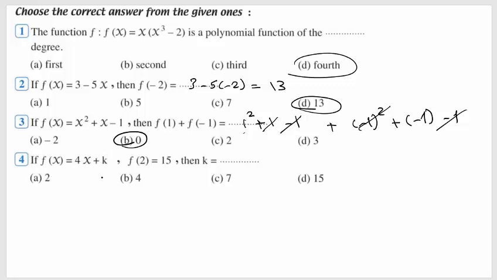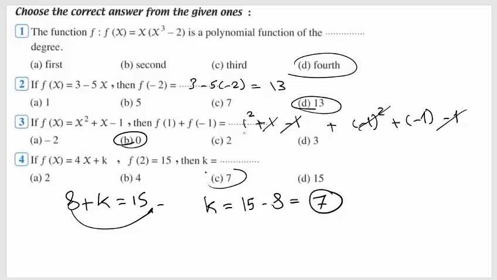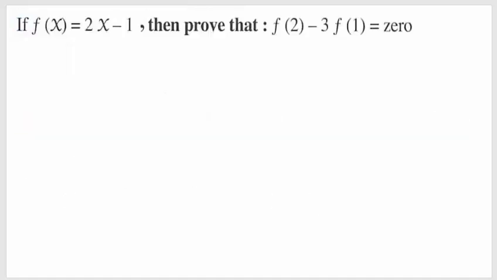f of x equals 4x plus k and f of 2 equals 15. f of 2 equals 15 means that if you replace each letter x with 2, the answer will be 15. So it will be 4 multiplied by 2, which is 8. 8 plus k equals 15. After the equal with an opposite sign, so k will be 15 minus 8, which is 7. Let's move to the next one.